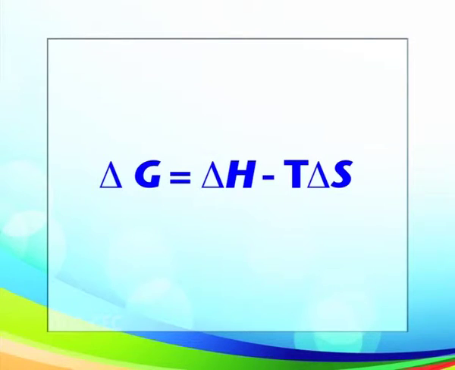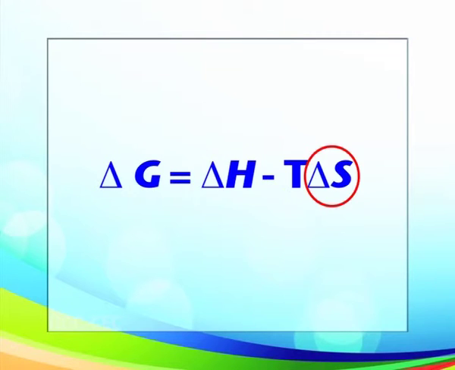When a chemical reaction occurs at constant temperature, the free energy change is determined by enthalpy change, that is delta H, and entropy change, that is delta S. Delta H reflects the kinds and number of chemical bonds and non-covalent interactions, while the entropy change, that is delta S, describes the change in the system's randomness. A process tends to occur spontaneously only if delta G is negative.